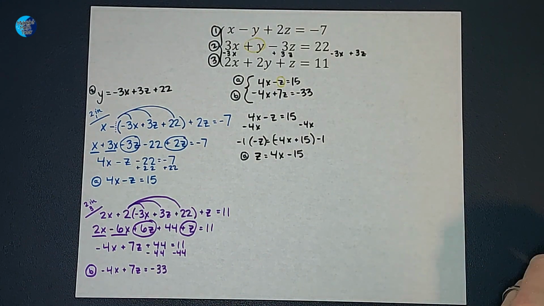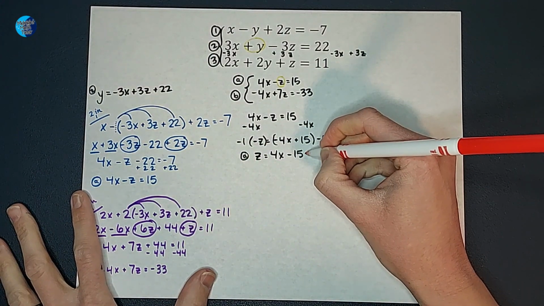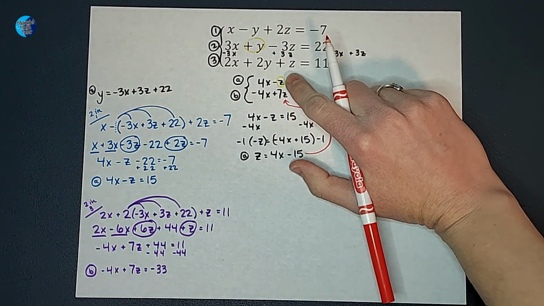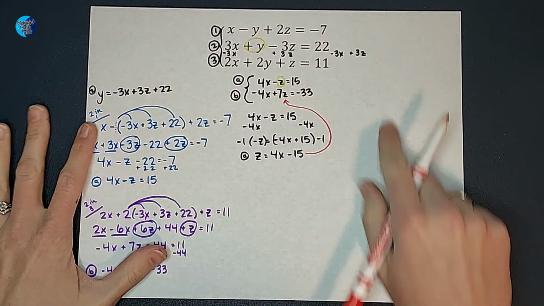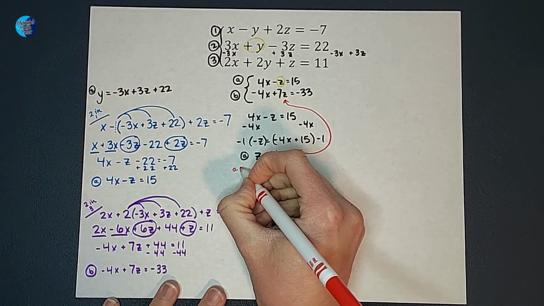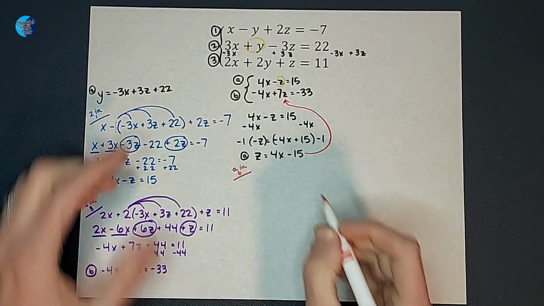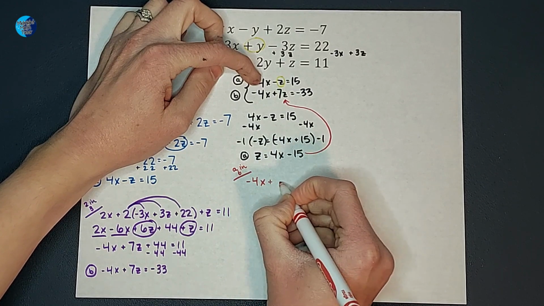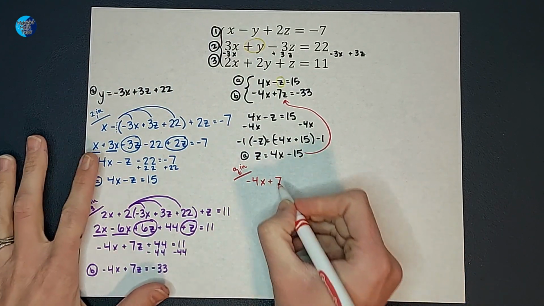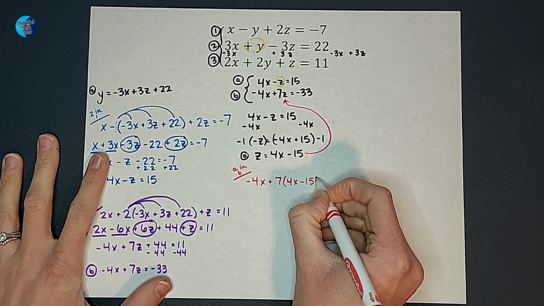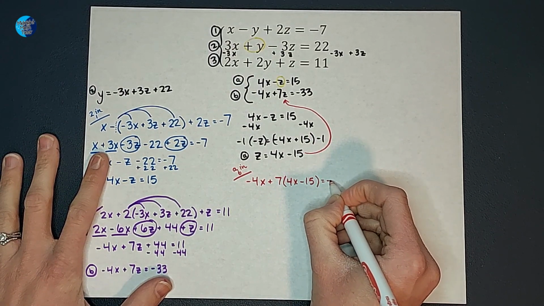So now I get to take this z and plug it in right there. All right. Again, I don't want to plug it into this one. I'll get 0 equals 0. But I'm going to plug it into B. So when I do that, I'm going to make myself a note. What are we doing? We're plugging A into B. So here's B. Negative 4x plus 7 times z. But I'm going to plug this in for z. 4x minus 15. And that is equal to negative 33.